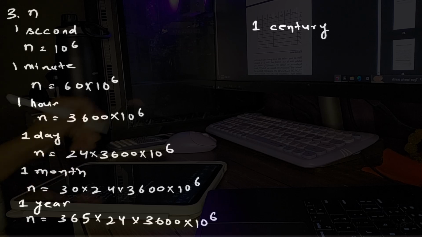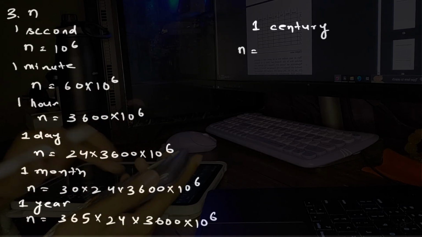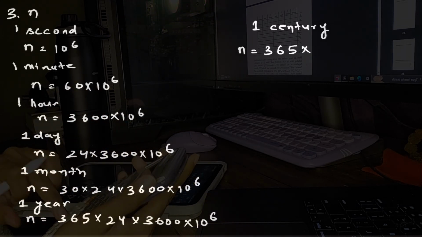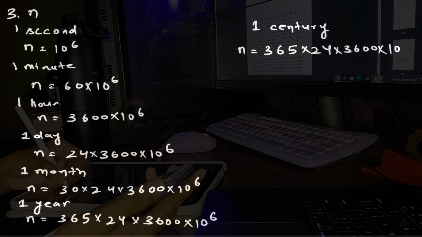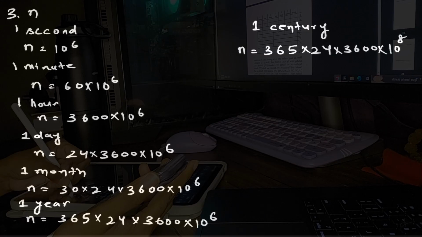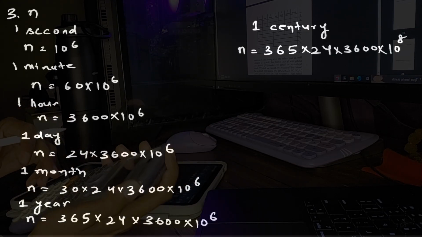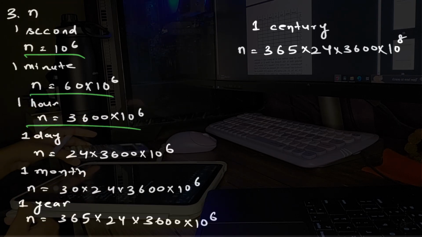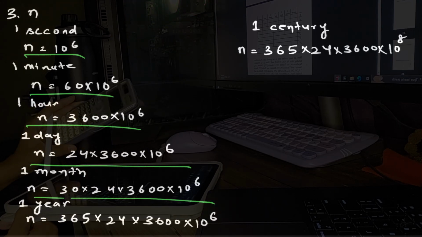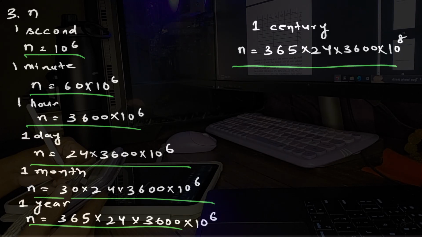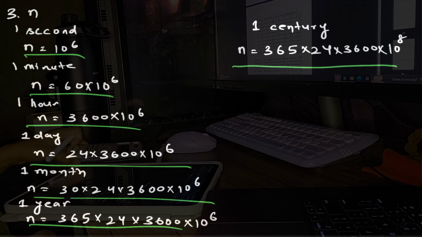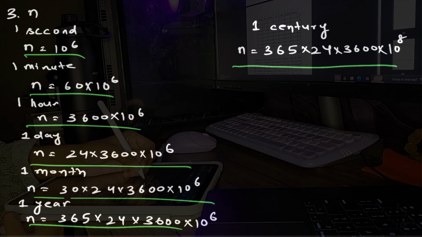And in 1 century, whatever we have in a year, just multiply it by 100. So 100 into 365 into 24 into 3600 into 10 to the power of 6. So these would be our answers for a linear algorithm, whose input size will be increasing by this much for 1 second, and for 1 minute, hour, day, month, year, and a century.